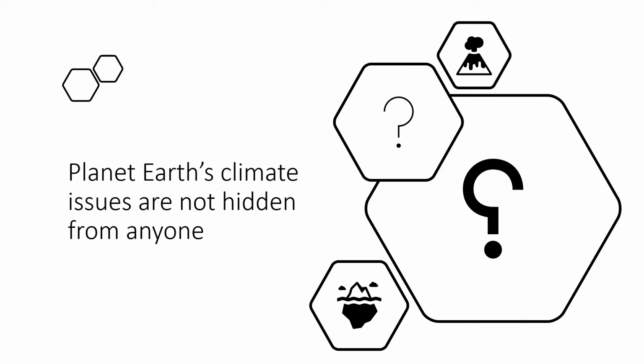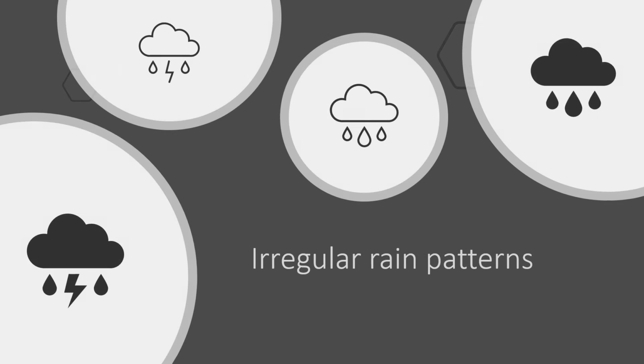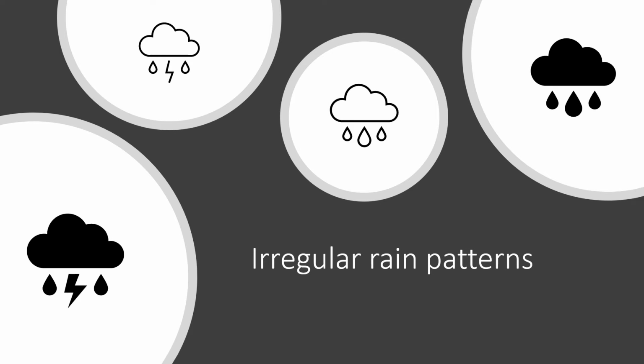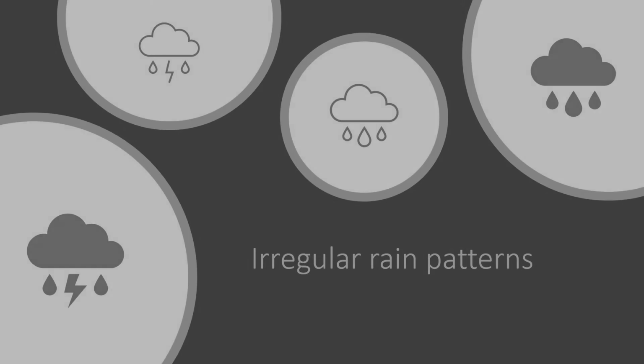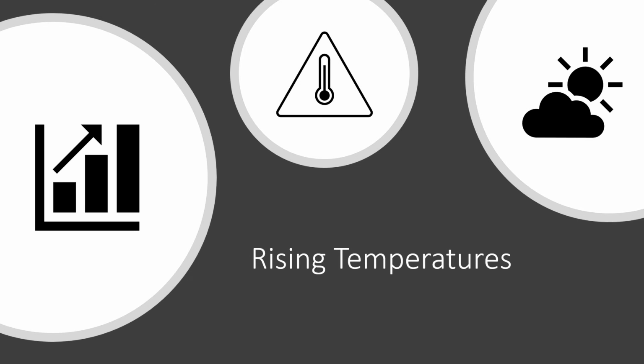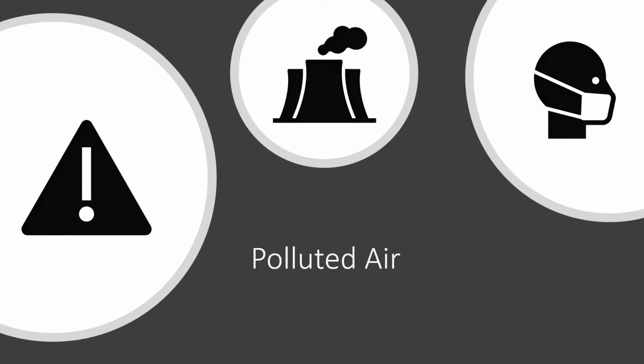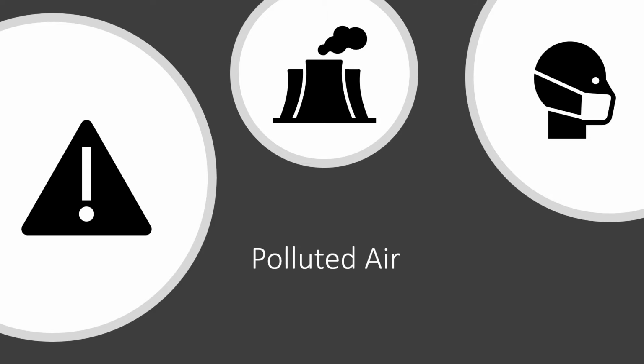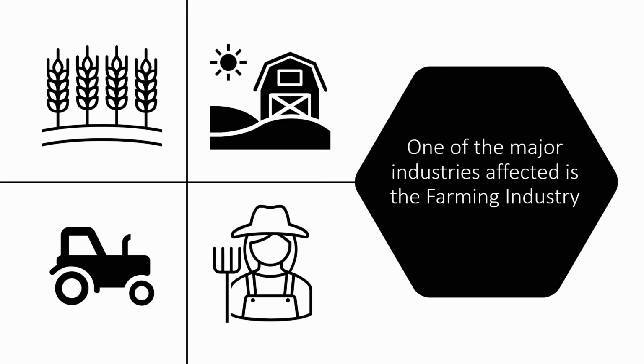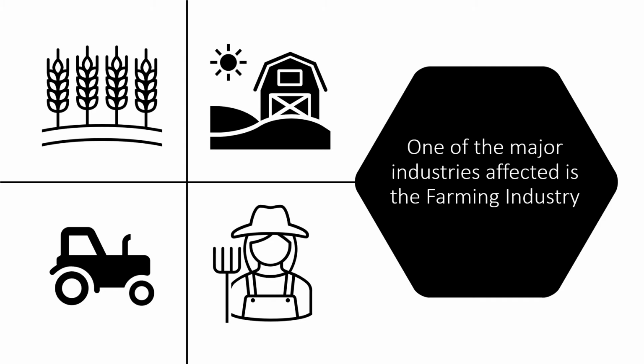Planet Earth's climate issues are not hidden from anyone. We're all very well versed with them. We can begin with the irregular rain patterns, the rising temperatures, or the most common polluted air that we all experience on a day-to-day basis. One of the major industries affected by this is the farming industry.